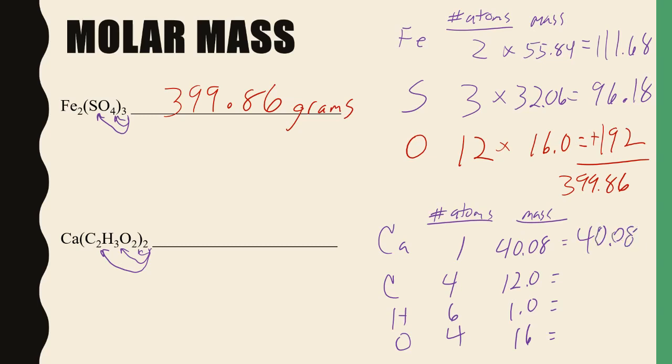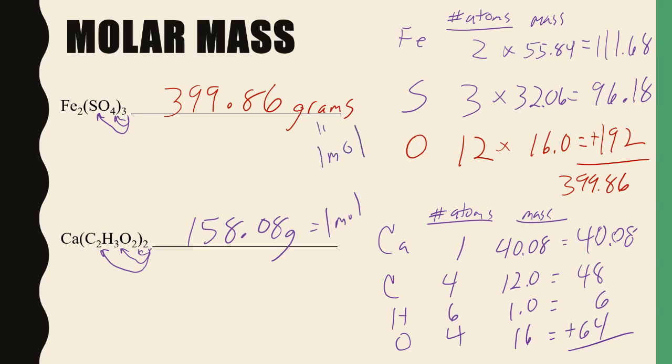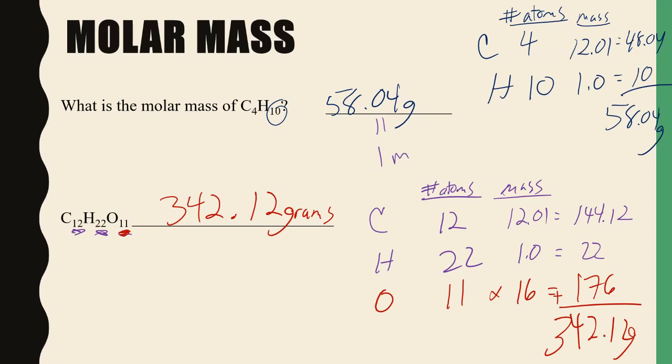Lovely how your pen does that. 12 times 4 is 48. 1 times 6 is 6. And 4 times 16 is 64. So we're going to add all those up. And we're going to get 40.08 plus 48 plus 6 plus 64 is 158.08. So this weighs 158.08 grams. All right. And that's in 1 mole, right? This equals 1 mole. This equals 1 mole, right? That's what we're doing here.